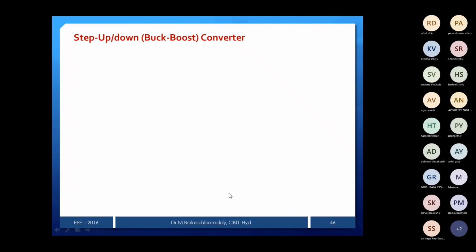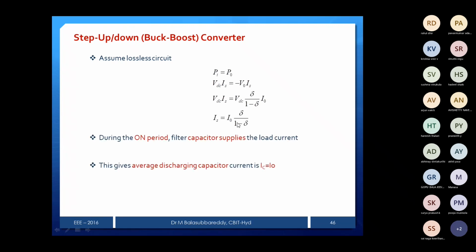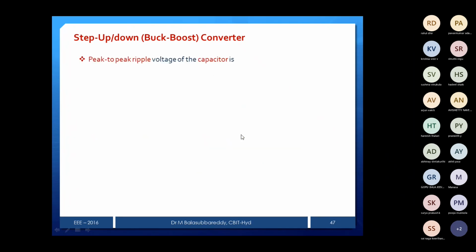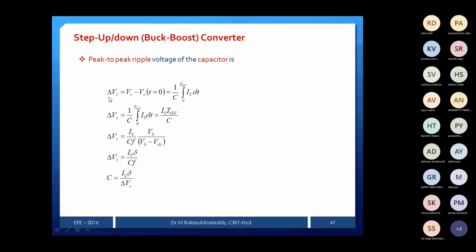And similarly, you'll get the capacitor. So input is equal to output, and we'll get the current relations. Again it is transformer action only, but the only thing is, instead of K you will get D by 1 minus D. And another one, the capacitor. So delta VC, integrated from 0 to T on, we'll get the capacitor value. So these are all the relations.